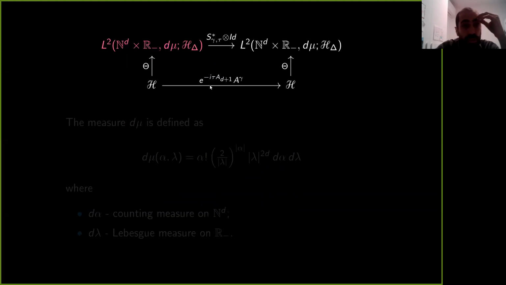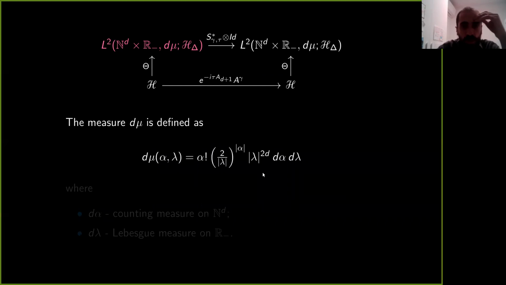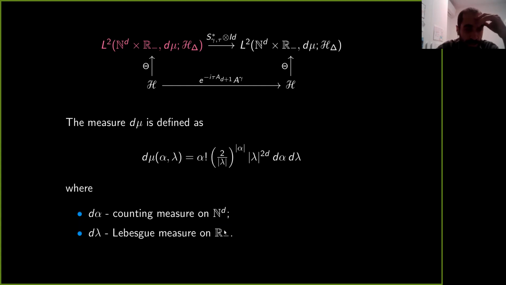Now, we have this L2 space. What is this L2 space? Here we are living on N^D times the negative real line, the product of D copies of the natural numbers and the negative real line. And we have this measure d mu, which is some weighted measure. Here you can read the weight. I think it won't tell you much, but I'm just saying that d alpha is the counting measure on N^D and d lambda is the Lebesgue measure on the negative real line.